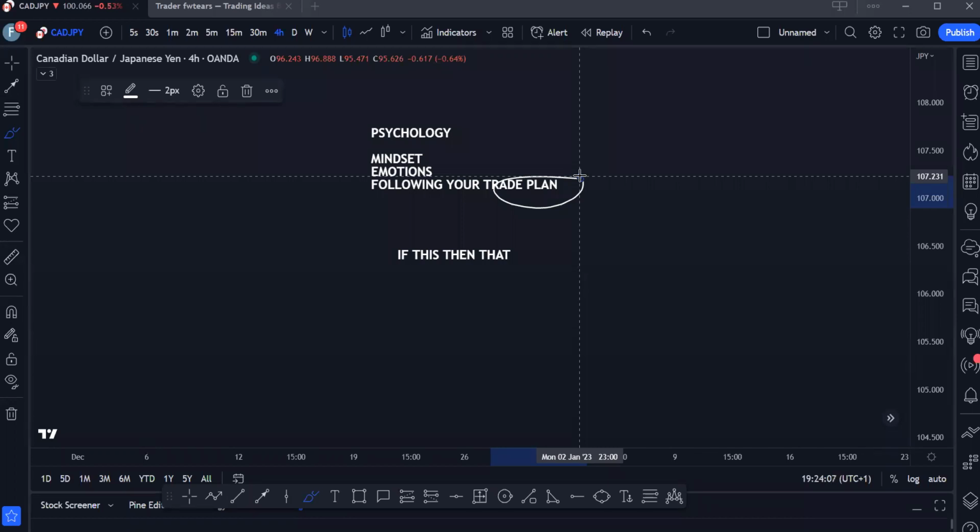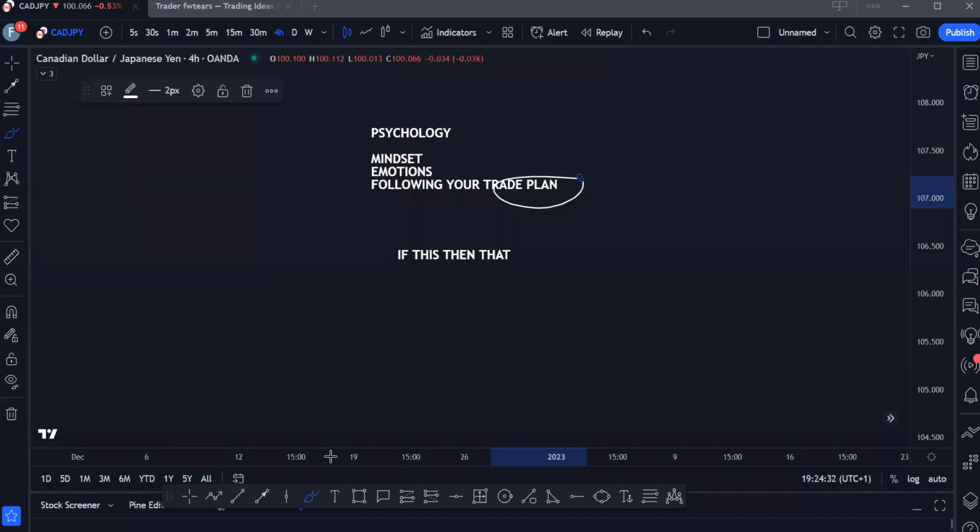You need to kill your emotions when it comes to trading. You cannot trade without emotions, so you have to train yourself not to have any feelings when it comes to trading. Just do exactly what your trading system says you should do. That's all you need to do.